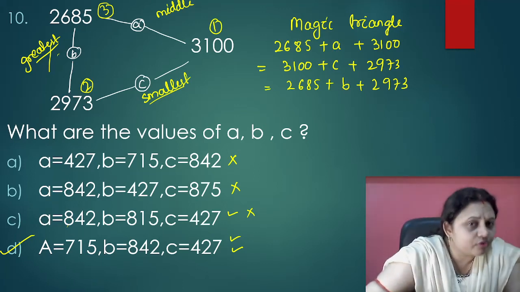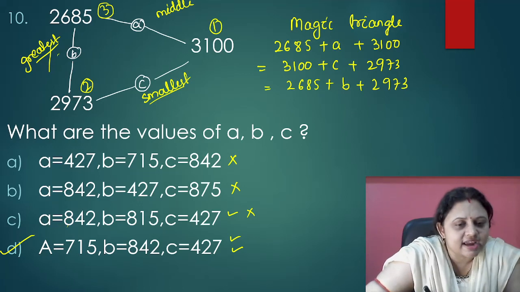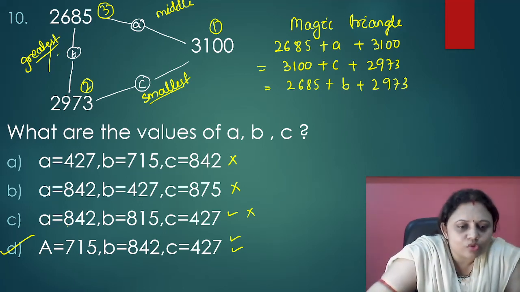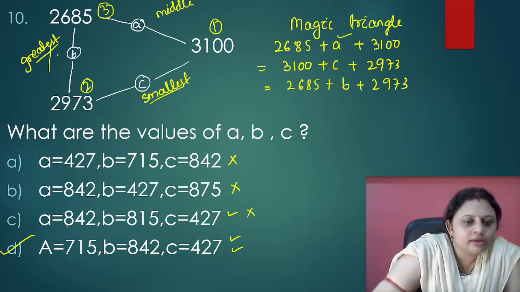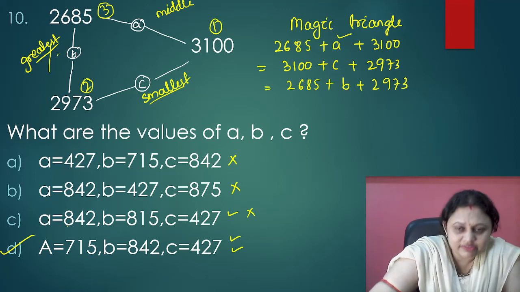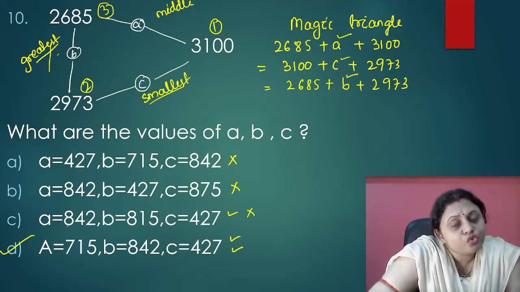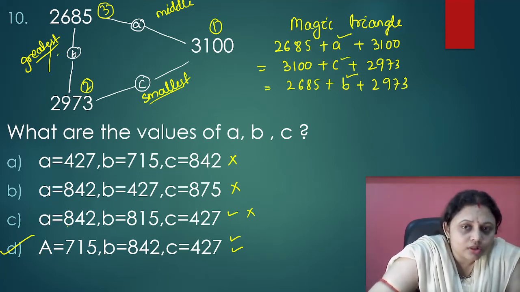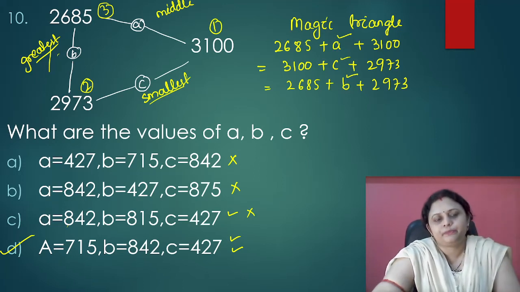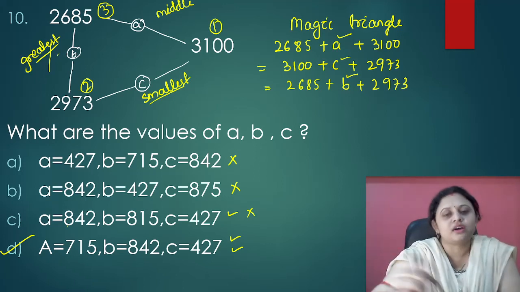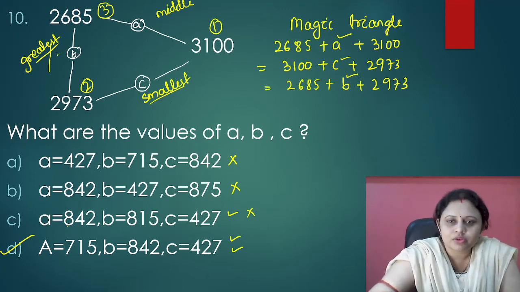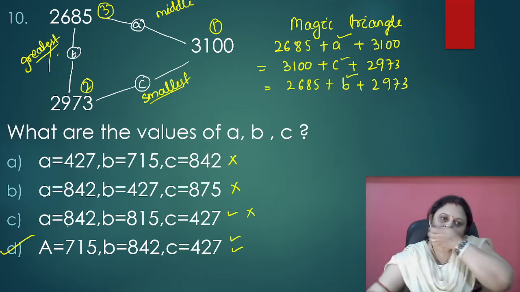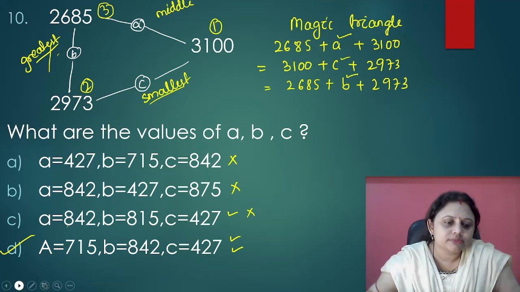And for you a homework: now you know the values of A, B and C, you just add. In A you put 715, in C you put 427, in B you put 842, and you will be surprised to know that all these values will be the same. In fact all these values are the same. Clear? This is homework for you. You just check it. Okay, let's move to the next question.